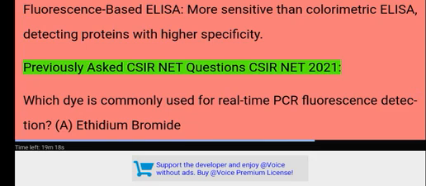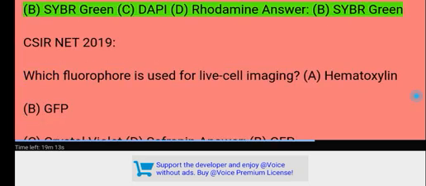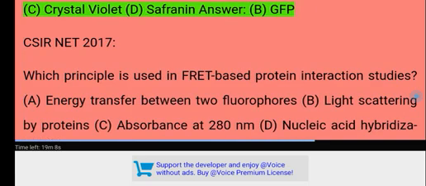Previously asked CSIR NET question, CSIR NET 2021. Which dye is commonly used for real-time PCR fluorescence detection? A. Ethidium bromide. B. SYBR Green. C. DAPI. D. Rhodamine. Answer: B, SYBR Green. CSIR NET 2019. Which fluorophore is used for live cell imaging? A. Hematoxylin. B. GFP. C. Crystal violet. D. Safranin. Answer: B.